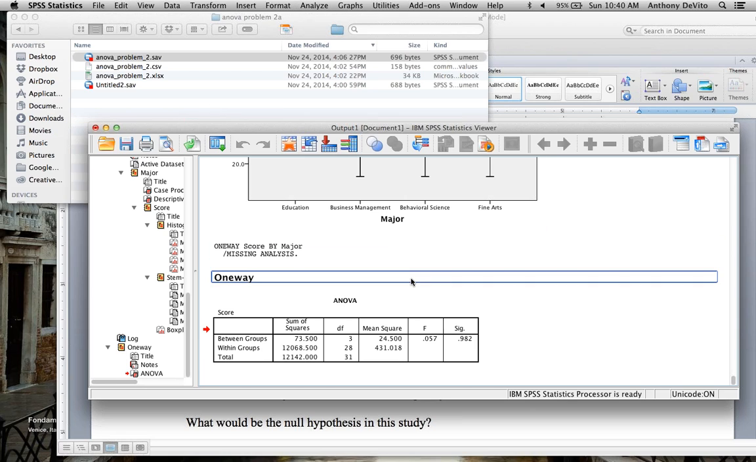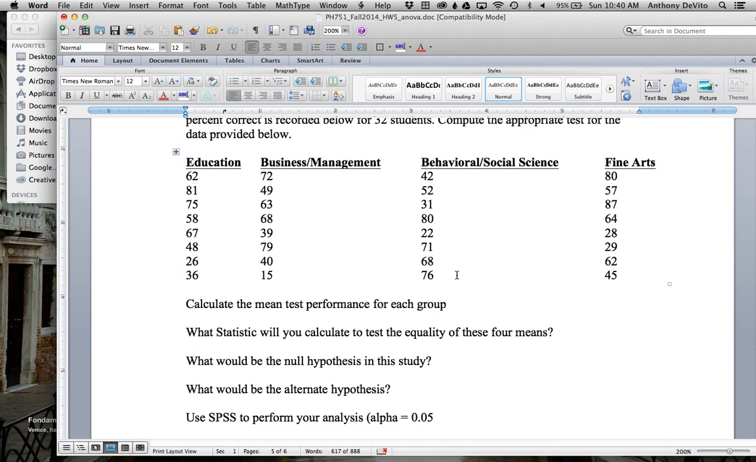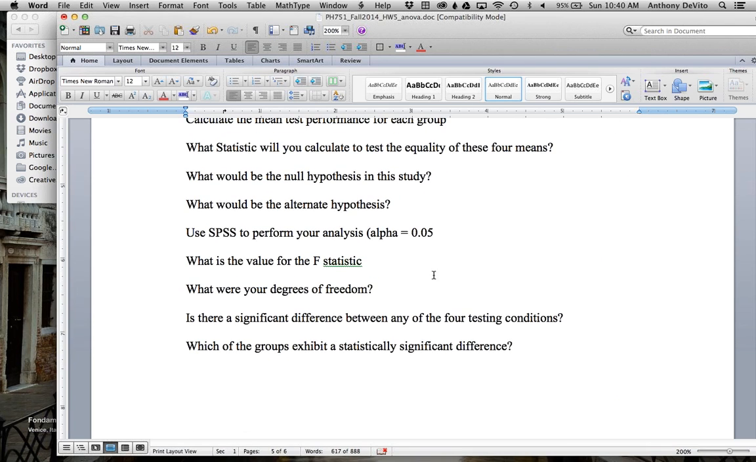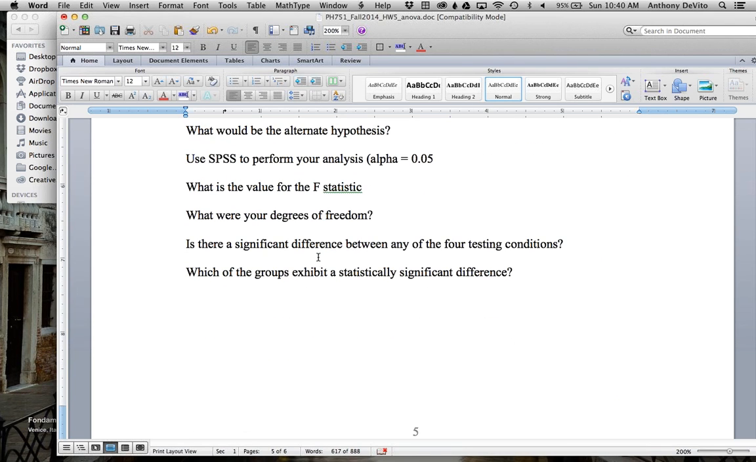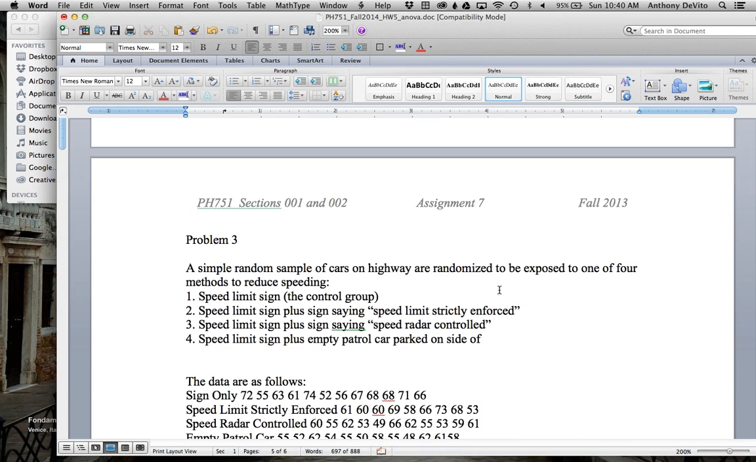So you would then answer all the questions and you would not bother to run the post hoc test, right? Because you haven't demonstrated to start off with that there is a difference between the three groups. What's your degrees of freedom? Is there a significant difference between any of the first 4 tests? Actually, there's 2 degrees of freedom there, right? There's going to be degrees of freedom between the groups and degrees of freedom within the groups. But you know where to get those off the table. Which of the groups exhibit a statistically different difference? Well, none of the means are statistically different. So you would say just simply no, and you wouldn't run the post hoc test in that case.